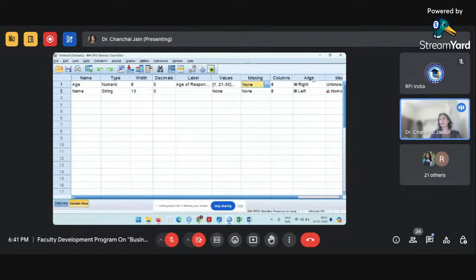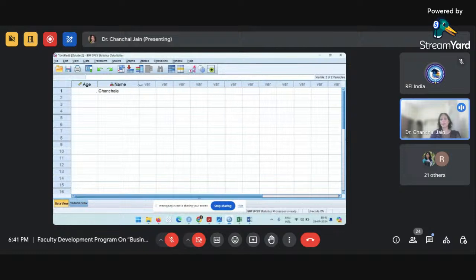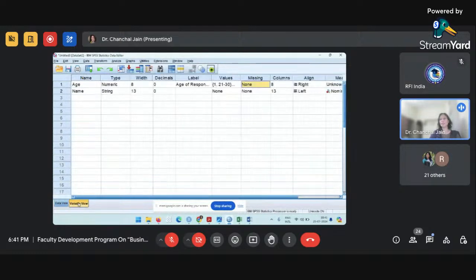Columns and alignment are only for makeup purposes. When I'm coming here and stretching the column name, you can see its impact on the size. Now by default it was 8, now it has become 13, right? So that way it is showing you more characters if you're increasing the column width, right?